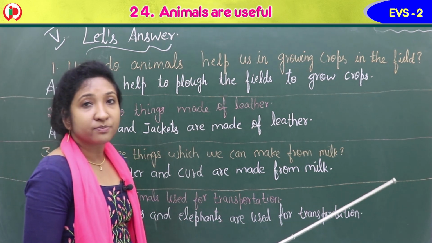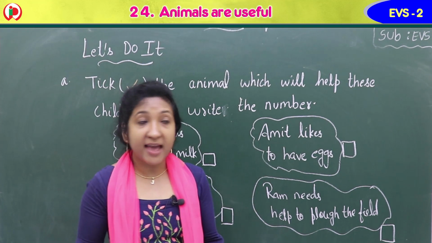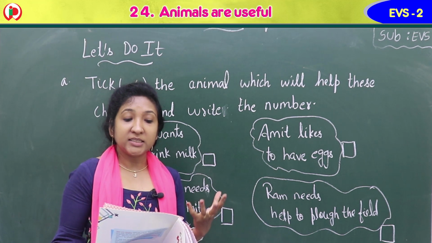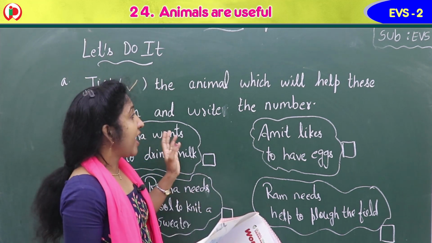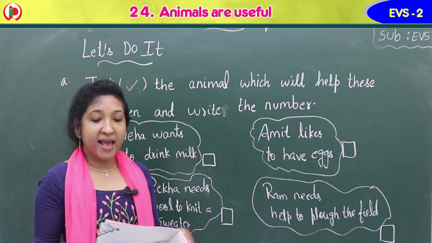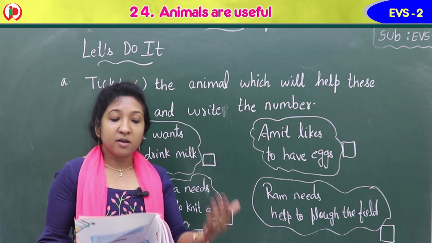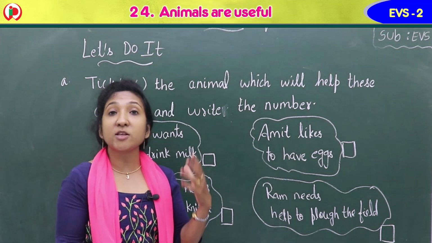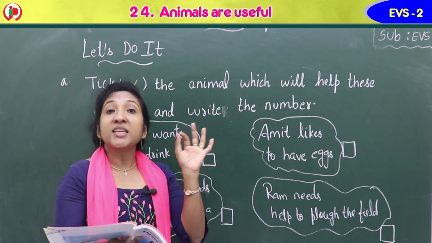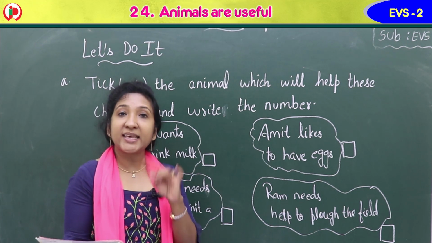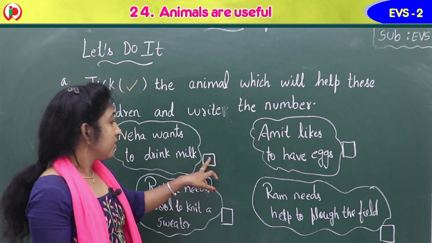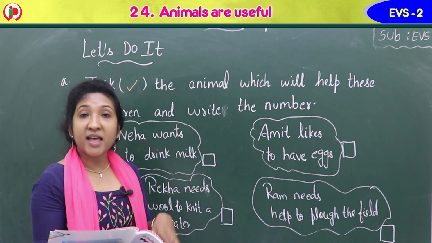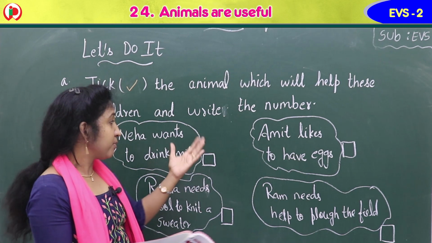Okay children? Yes children, so the next exercise in the workbook, let's do it. You have to do something here. A, tick the animal which will help these children and write the number. In B section you can see the animals, some images of animals are given with numbers. By seeing that number you have to tick the number where the animal pictures are, that help these children.